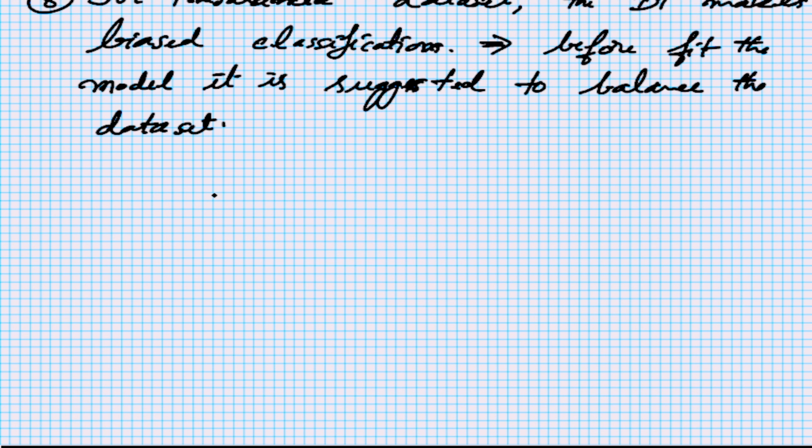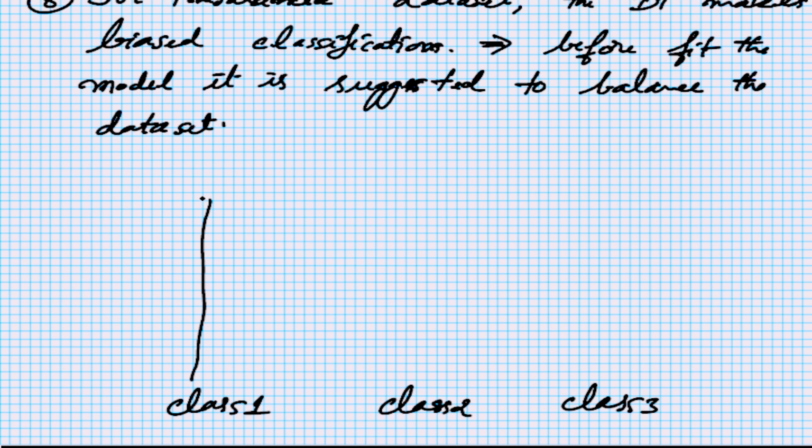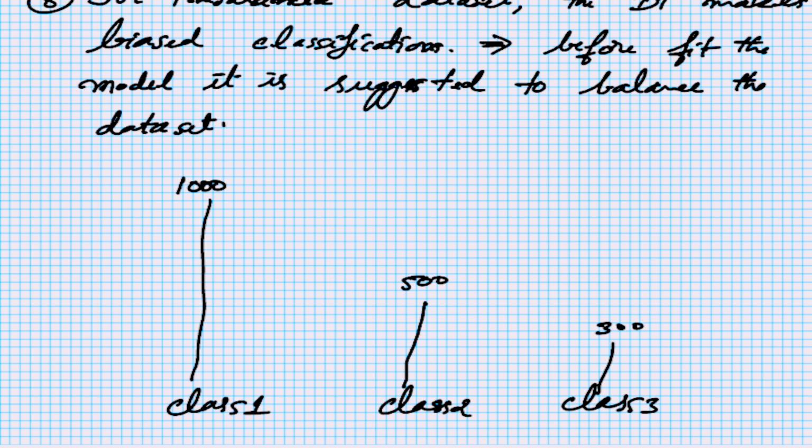So I want you to tell me, how do you balance? In one data set, there is class 1, class 2, and class 3. Class 1 has, say, 1000 points, class 2 has 500, and class 3 has just, say, 300 points. This is a problem, right? You understood the problem. I want you to suggest how you can make all of them equal.